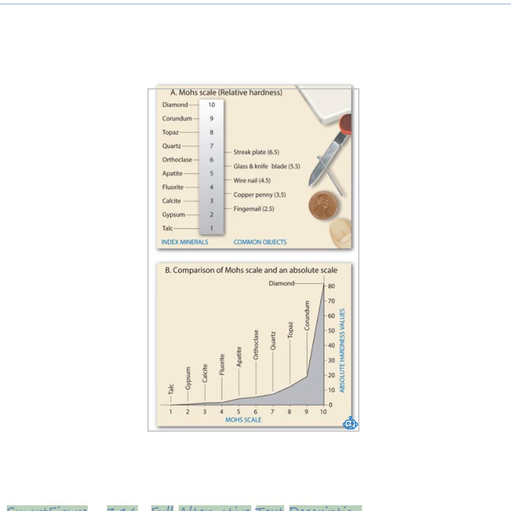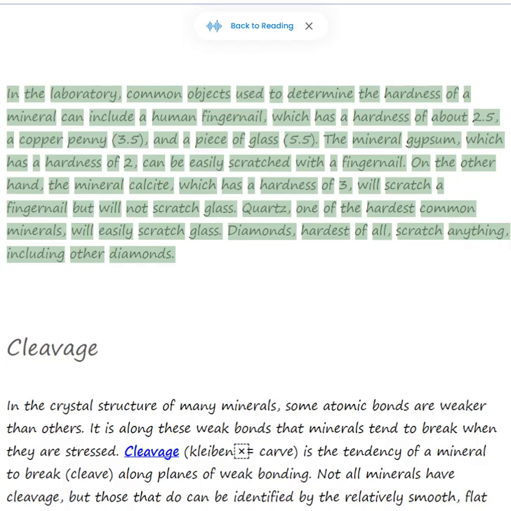Watch tutorial, mineral hardness. In the laboratory, common objects used to determine the hardness of a mineral can include a human fingernail, which has a hardness of about 2.5, a copper penny, and a piece of glass. The mineral gypsum, which has a hardness of 2, can be easily scratched with a fingernail. On the other hand, the mineral calcite, which has a hardness of 3, will scratch a fingernail but will not scratch glass. Quartz, one of the hardest common minerals, will easily scratch glass. Diamonds, hardest of all, scratch anything, including other diamonds.